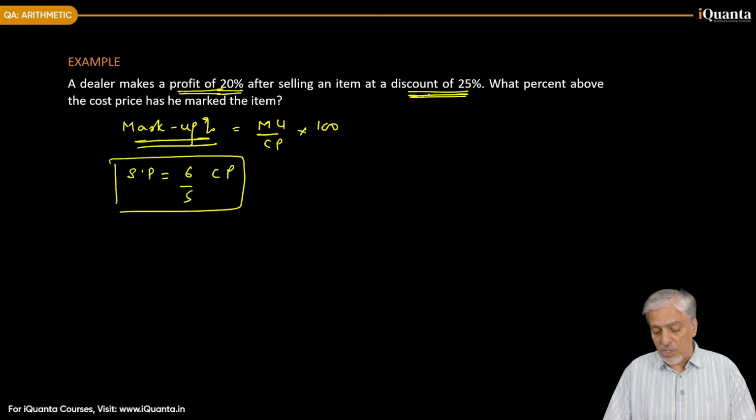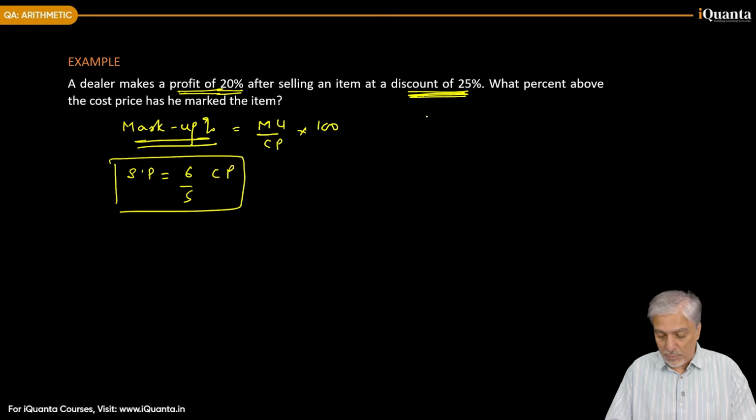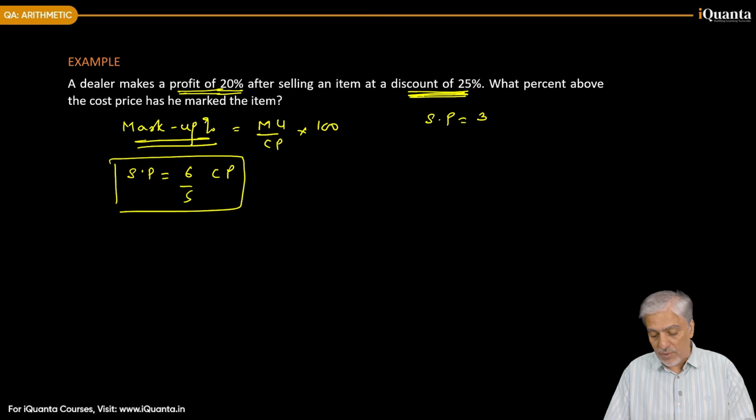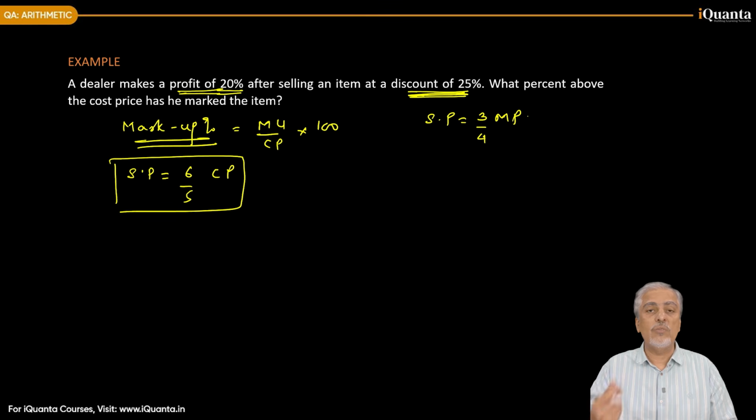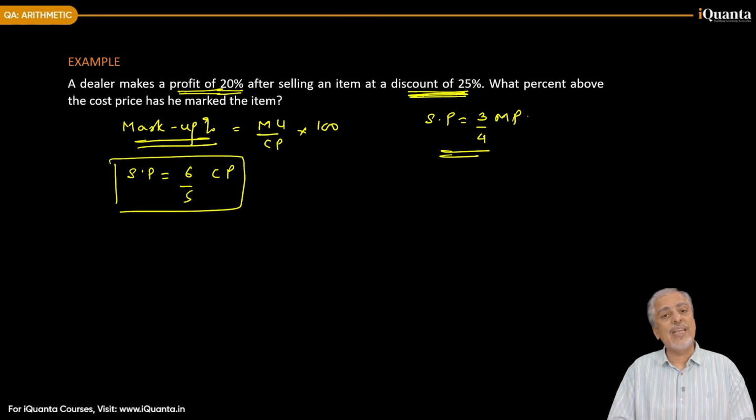Now, same way, tell me which two items does discount relate? When I say discount is 25%, which is 1 by 4, therefore I say my selling price is 3 by 4 of the mark price. Discount is given based on the mark price. So selling price is 3 by 4 of the mark price. This is also selling price. This is also selling price. Can I equate them both? Yes. So I will have 6 by 5 cost price is 3 by 4 mark price.